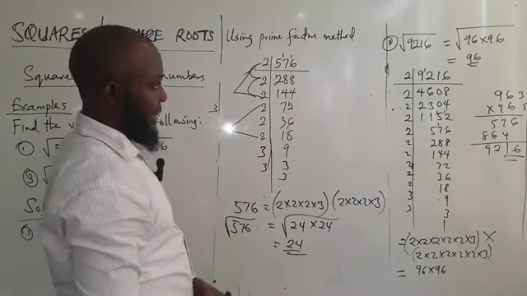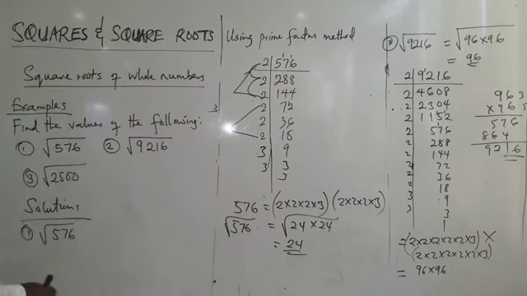So that is that on that. The next one, which is the last example here under square root of whole numbers. So we have this, let me solve it here.